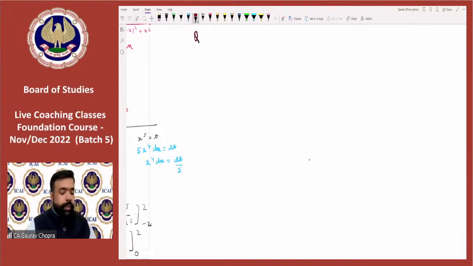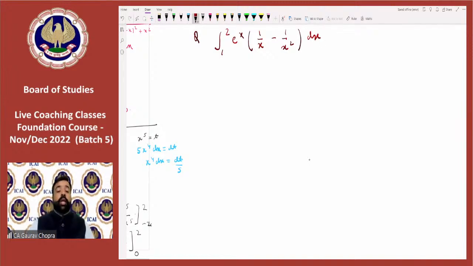Now one question which can be done is the integral with limit from 1 to 2 of e to the power of x times (1 upon x minus 1 upon x square) dx. Now which formula should be applied here first? This we had discussed in the previous session. Whenever there is one function and its differential is available just nearby, and outside the bracket there is e to the power of x, then we can apply the shortcut here and get the result.